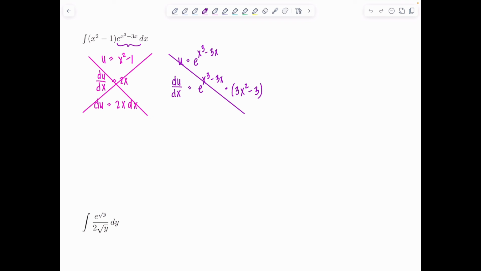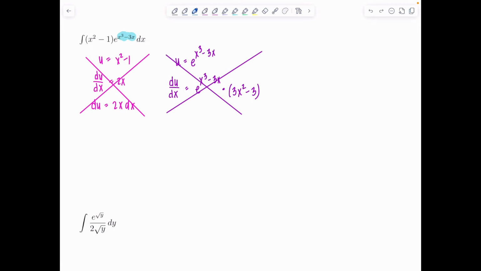What choice have I not made? Letting u be just the exponent, not with e. Okay, so let's try that. This time, let's let u be just x cubed minus 3x. Then du is 3x squared minus 3 dx.